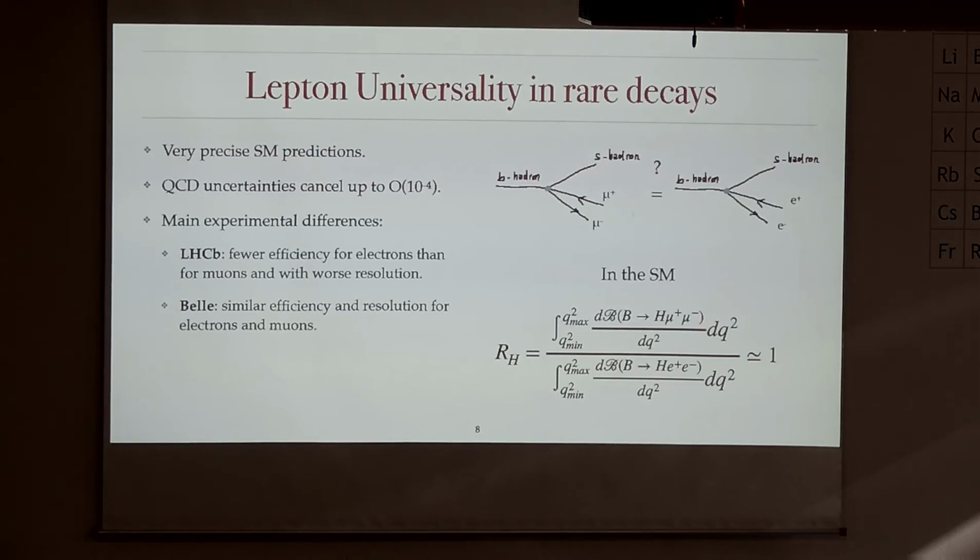As this is a ratio, theory uncertainties cancel in the ratio, but also experimental uncertainties cancel in the ratio. There are experimental differences across the experiments. For example, in LHCb, we have lower efficiency for electrons than for muons, and we also have worse resolution for electrons than for muons, because of how our detector works. In Belle, they have a similar efficiency and resolution for both electrons and muons. So for this type of decays, Belle has better performance, but they have less statistics.